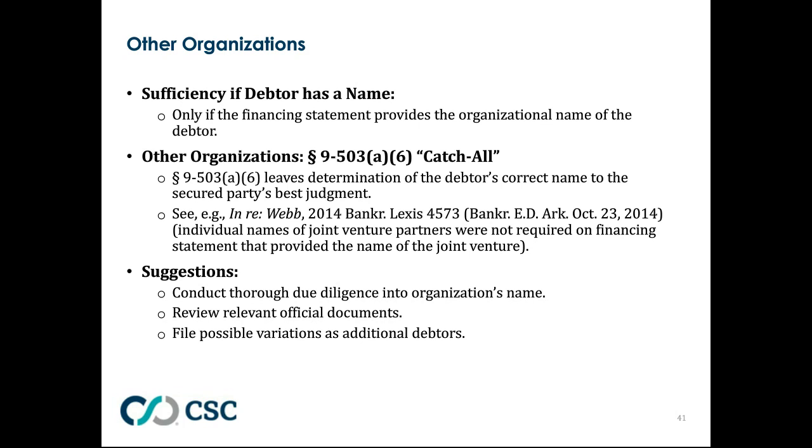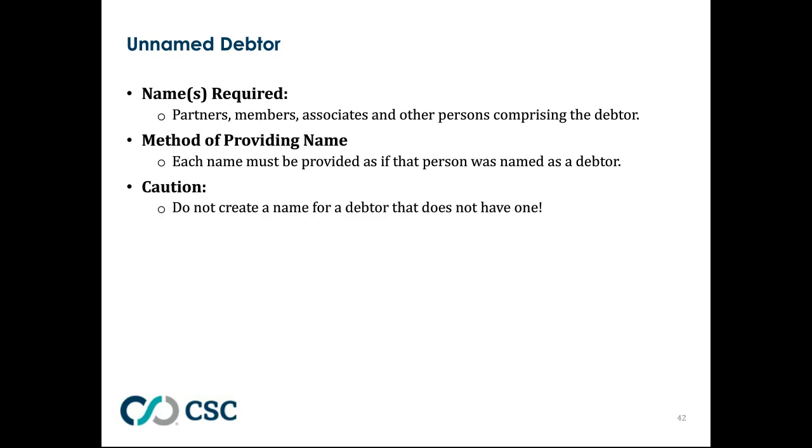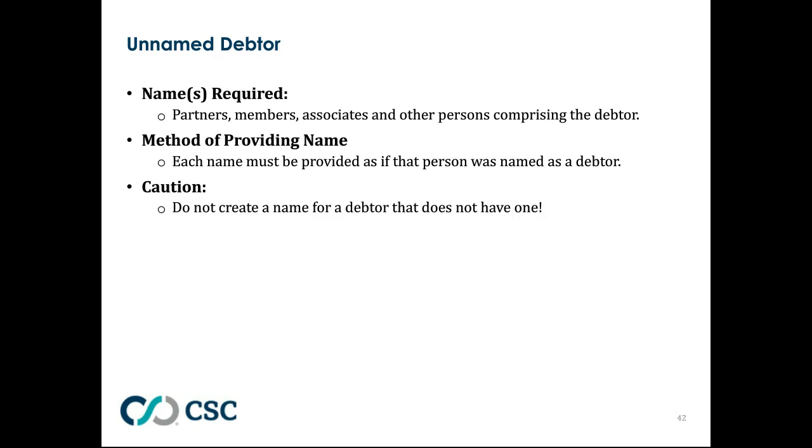Another situation that can arise is, what if the debtor doesn't have a name? Well, Article 9 does deal with this issue. If the debtor doesn't have a name, then the financing statement is sufficient only if it provides the names of the partners, members, associates, and other persons that comprise the debtor. The name must go into the fields that correspond to the nature of the name. In other words, you provide each of these names as if that person was named as a debtor in their own right. So if your debtor is a partnership, for example, it might mean that the individual names of the partners might need to be provided each as individual debtors.